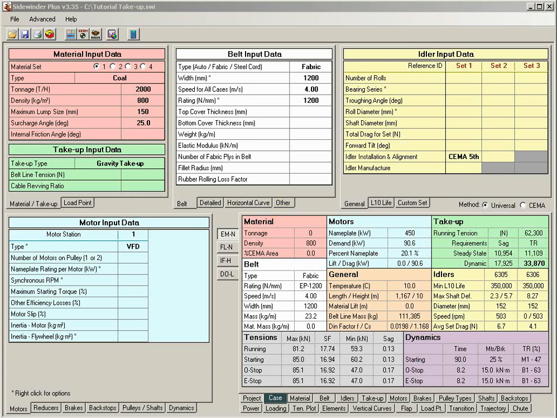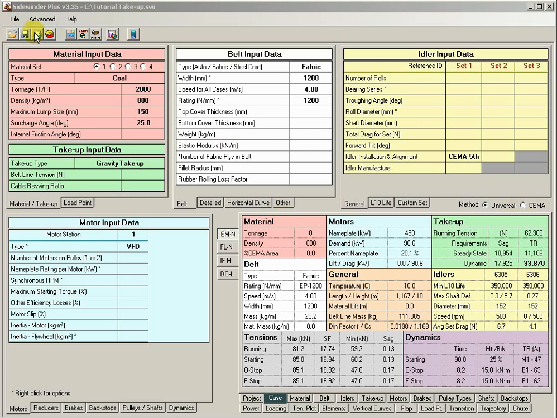In this tutorial, I'm going to discuss the take-up inputs and outputs in Sidewinder. In the next tutorial, I'm going to get into the difference between the gravity and fixed and automatic take-up tension. But in this tutorial, we're going to focus just on all the inputs and the outputs and how Sidewinder calculates the take-up system and so on and so forth.